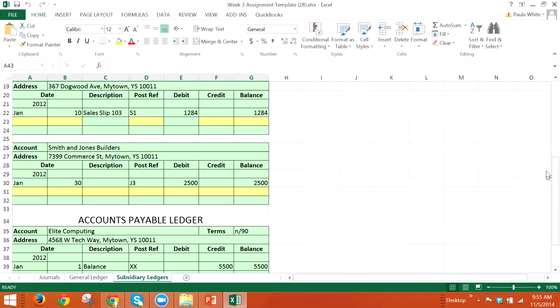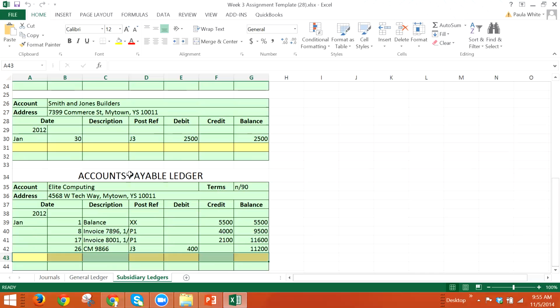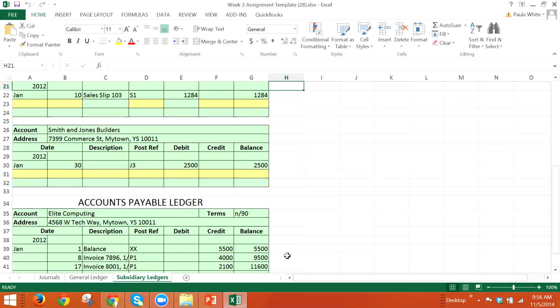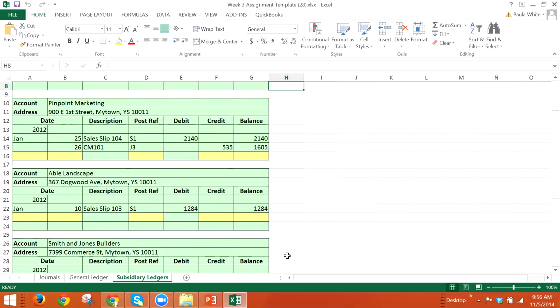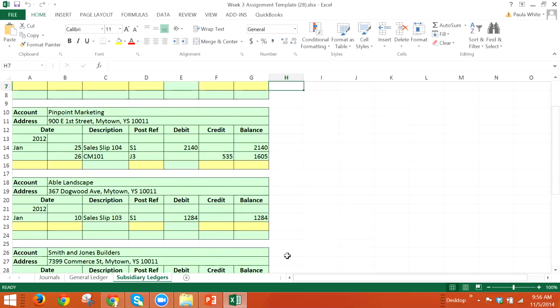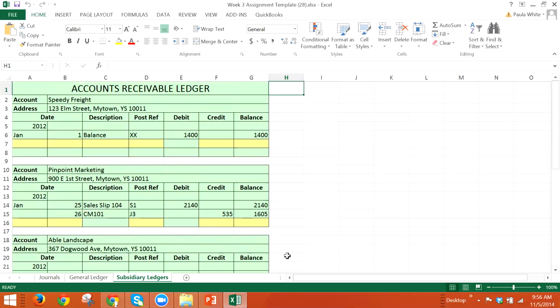Those are your customers. And here is your accounts payable ledger, and you have one vendor that has issued you credit, and that's Elite Computing. And it looks like the transactions from previous months are in here, and you have the current transaction that you had to place, because there was a purchase that I remember reading to you. Then Smith & Jones Builders basically now has a note receivable instead of an account receivable. And Able Landscape probably had a payment, as did Pinpoint Marketing and Speedy Freight.